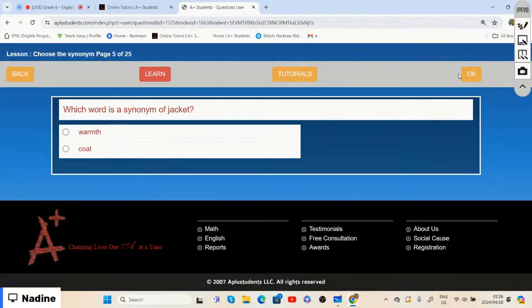What is another word for a jacket? A jacket, is it warmth or a coat?